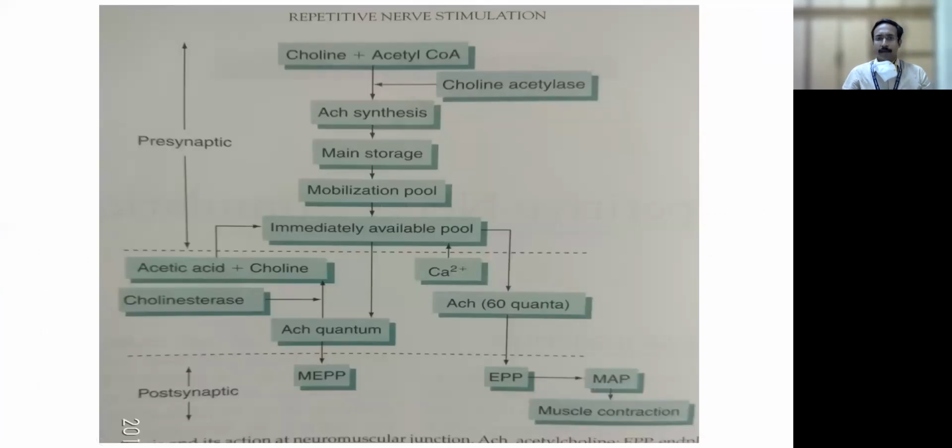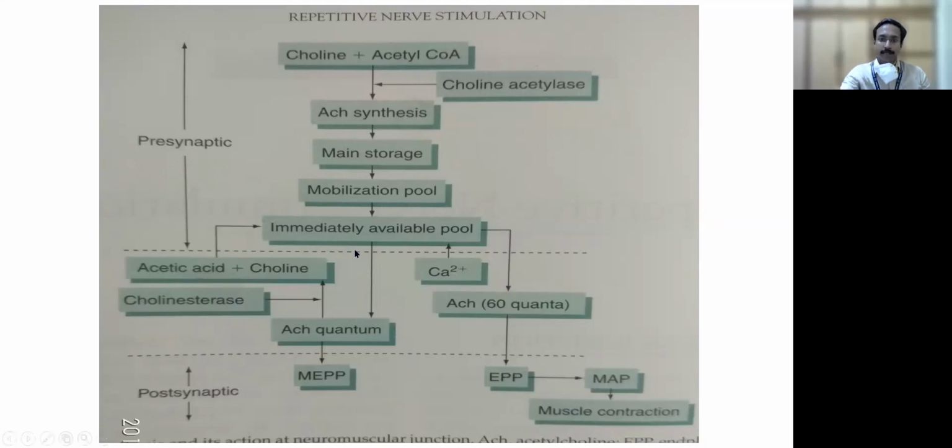Very briefly, the biochemical events that occur at the presynaptic, synaptic, and postsynaptic junction are the formation of the acetylcholine, the release of the acetylcholine into the synaptic cleft, how the acetylcholine acts on the postsynaptic receptor, and the acetylcholine finally being degraded by the acetylcholinesterase enzyme. It is stored in 3 different pools.